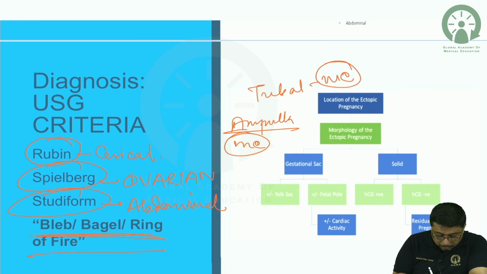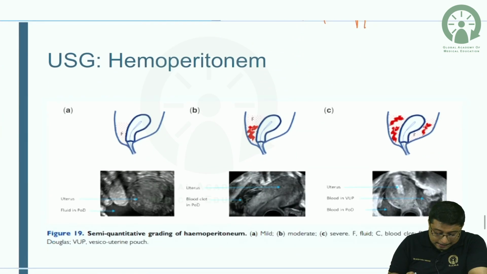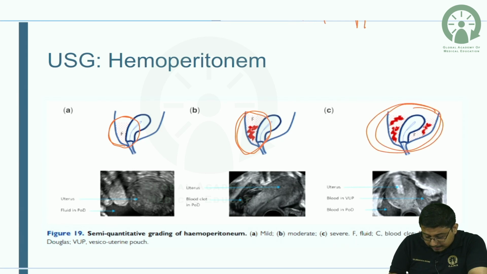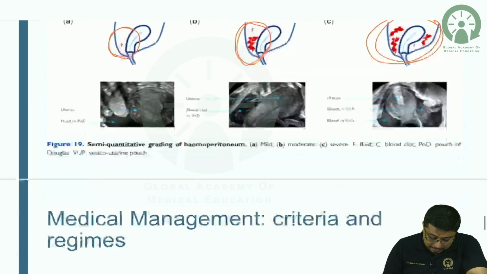Bleb, bagel or ring of fire sign is to be seen in normal tubal ectopics on USG Doppler, right? So this is the estimation of hemoperitoneum. If the pouch of Douglas has fluid, it is grade A. Pouch of Douglas has clot, it is grade B. And grade C is when the uterovesical pouch also has either fluid or clot.